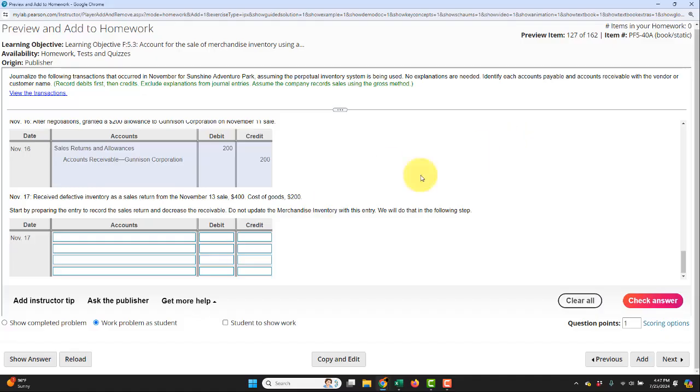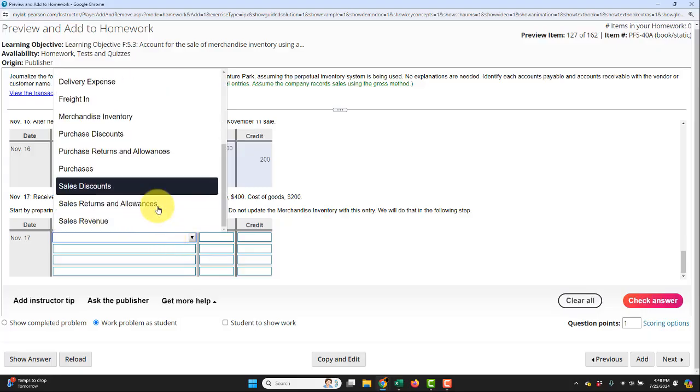Okay, so now we have another situation where we're going to use the same account, sales returns and allowances, because in this previous example, we saw an allowance. Now we're going to see a return. Okay, so it's saying that we got some defective inventory as a return. So we're going to, again, reduce some of our revenue because we thought we generated this $400 of revenue as part of that previous sale. But really, it was not a real sale because we're just getting it back. So we have to account for that reduction in our actual sales. So we're going to again use this sales returns and allowances account.